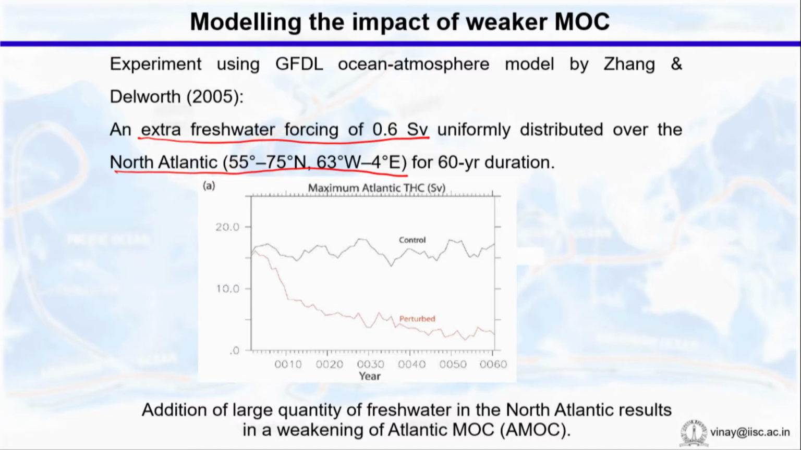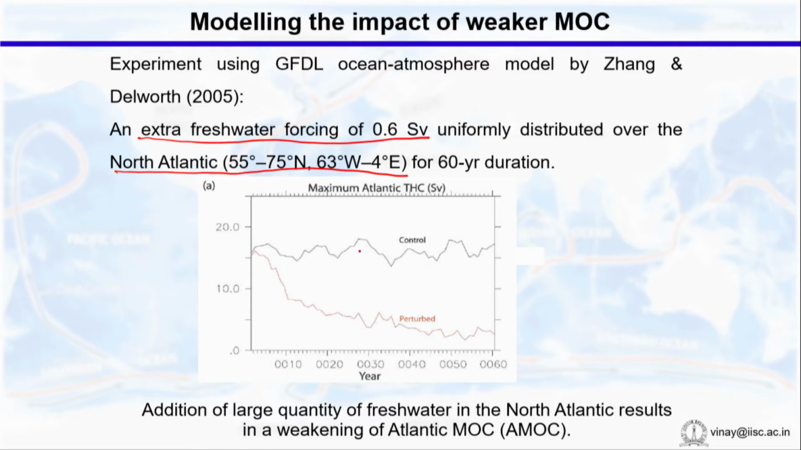And this figure kind of summarizes the result that they have obtained. So there are two curves here. Both of them show the strength of the thermohaline circulation in Sverdrup. One Sverdrup is 10 to the power of 6 meter cube per second. The scale on the vertical axis shows you the values in Sverdrup. The black curve shows the strength of the Atlantic thermohaline circulation in the control run. The red curve shows the strength of the thermohaline circulation in the perturbed run, where they had added an additional amount of fresh water into the northern Atlantic.